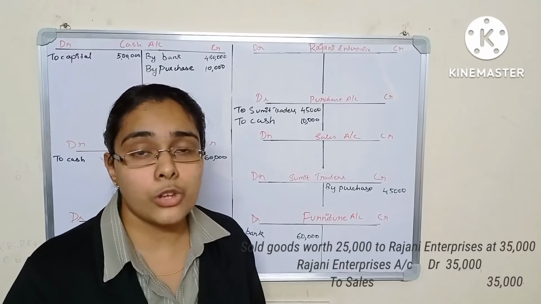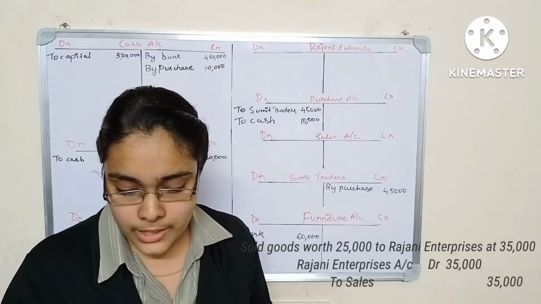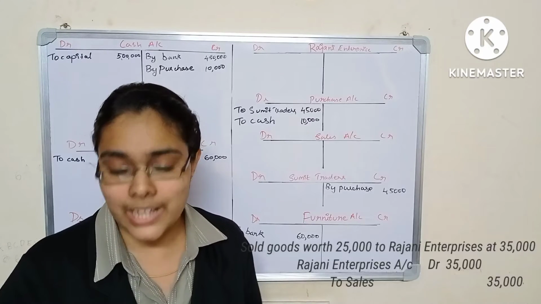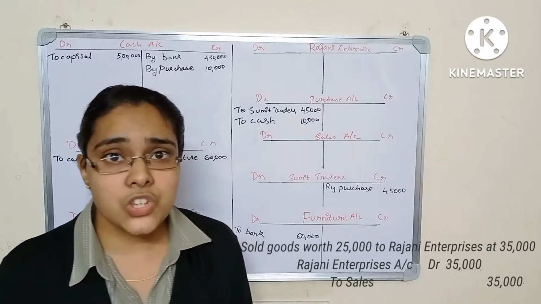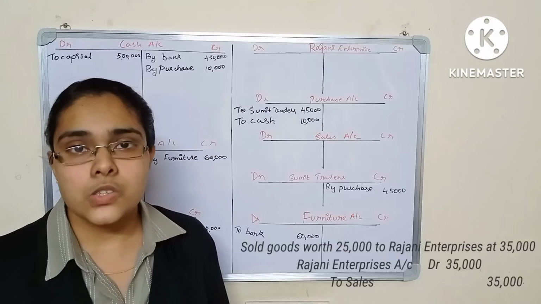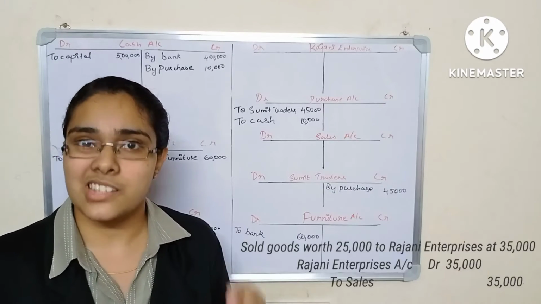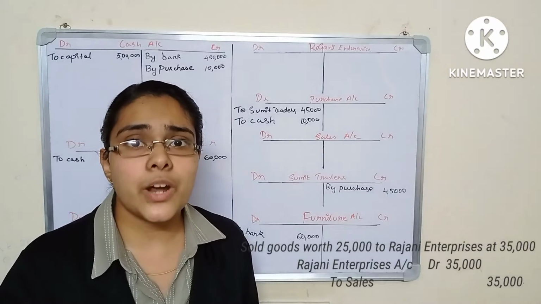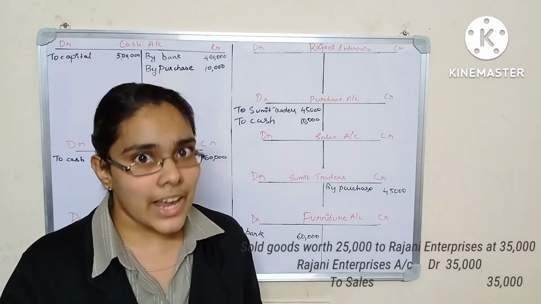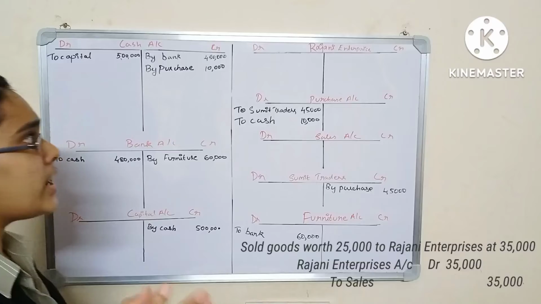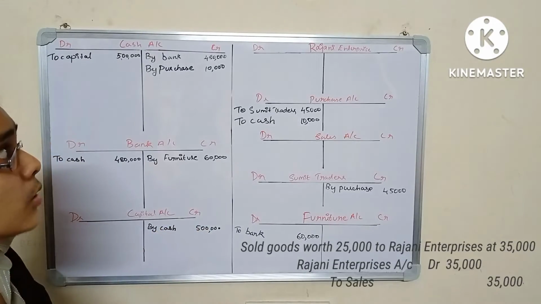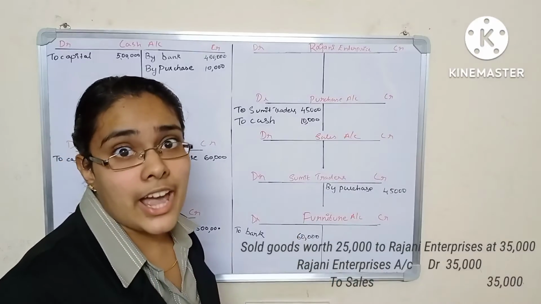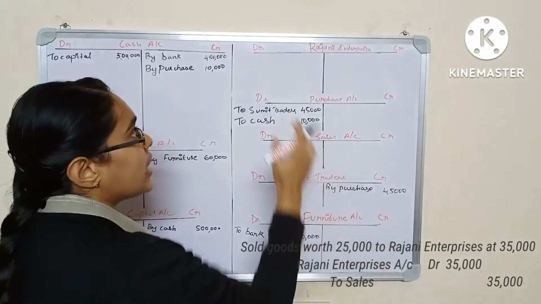So how will you write the entry? These goods have been sold to Rajani Enterprise, and you can also see that cash is mentioned nowhere in the question. So it is a credit sale. So how will you write the entry? Rajani Enterprise account debtor to sales. Rajani Enterprise account has been debited, right? They are your debtors. They have not paid you cash, so they have been debited.